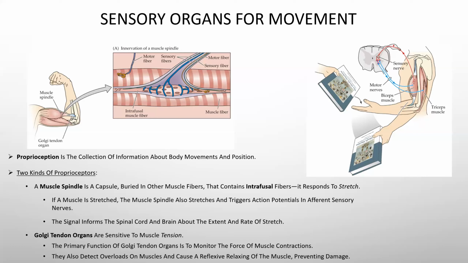The Golgi tendon organs are sensitive to muscle tension. The primary function of these tendon organs is to monitor the force of muscle contractions, and they also detect overloads on muscles and cause a reflexive relaxing of the muscle in order to prevent damage. So look at this intricate cycle here using the figure on the right-hand side.